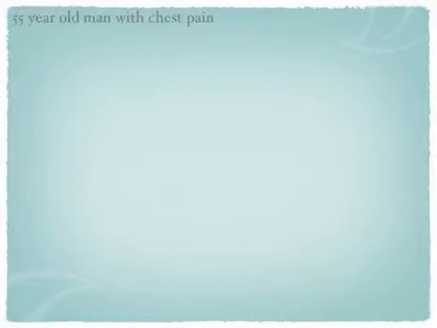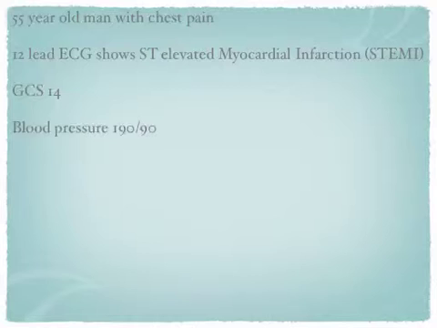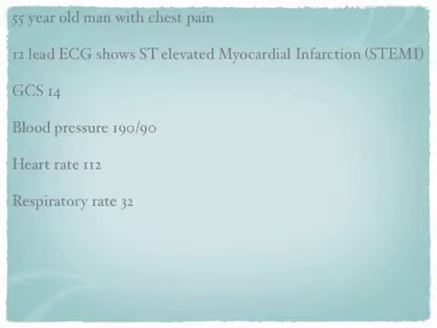The scenario involves a 55-year-old man inbound via ambulance service with chest pain. The estimated time of arrival to hospital is 15 minutes. The paramedic has conducted a 12-lead ECG, which shows an ST-elevated myocardial infarction. The patient's observations communicated by the paramedic are a GCS of 14, blood pressure of 190/90, heart rate of 112, respiratory rate of 32, SpO2 of 96, and 9 out of 10 pain.